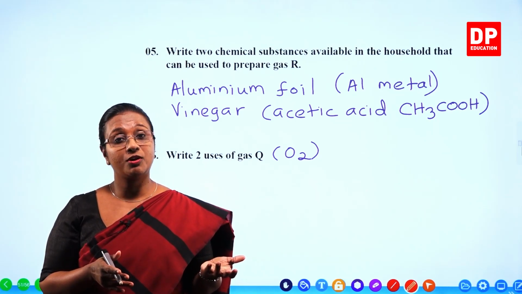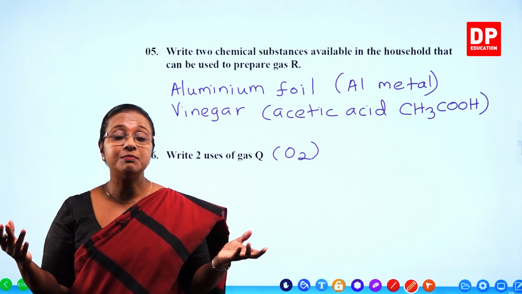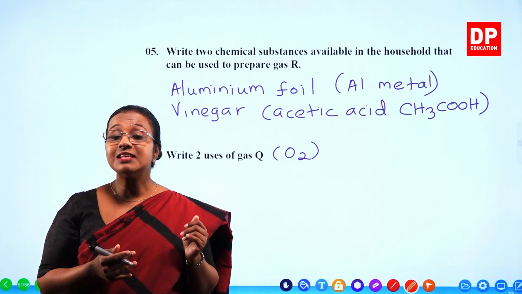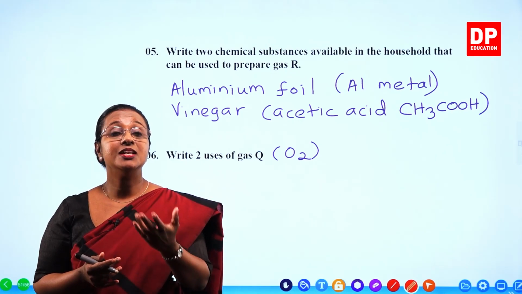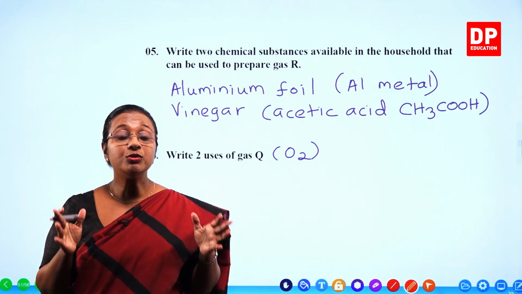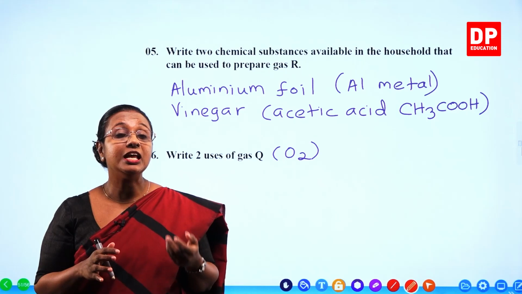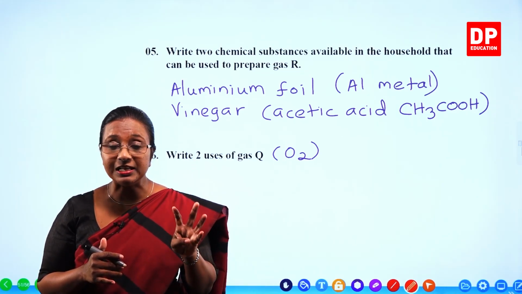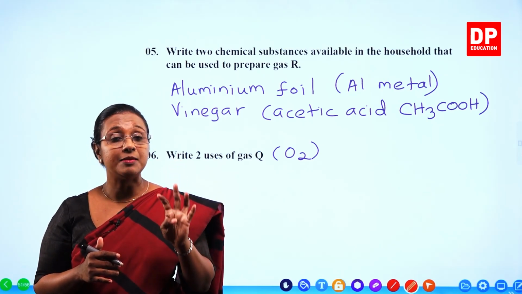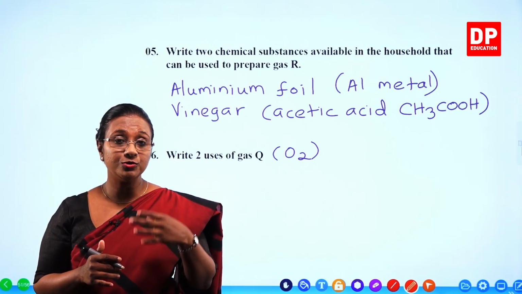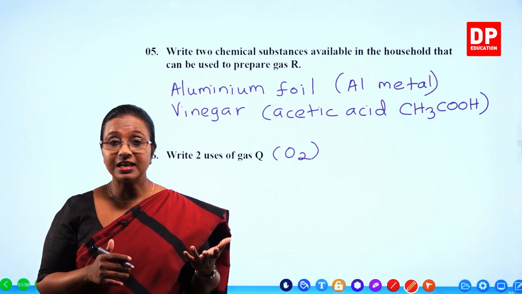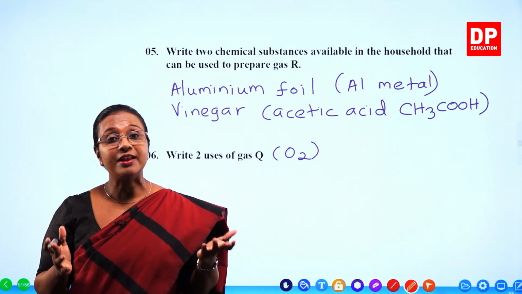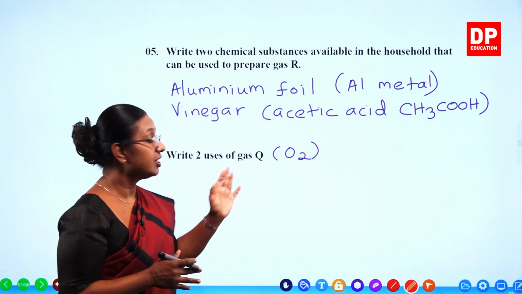Then it is a supporter of combustion. So for any combustion, we need oxygen gas. Then there are these acids, sulfuric acid, nitric acid. So if you want to manufacture these acids, we need to use oxygen as a raw material. It can be used as a raw material to produce sulfuric acid and nitric acid. Then also it is used for combustion. You can write any two of these uses.